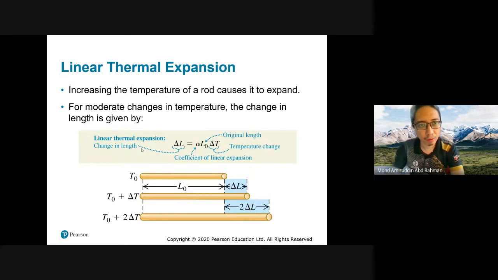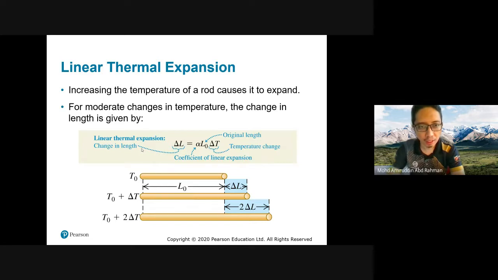Okay, so we look at the thermal expansion. Whenever you give heat to an object, of course there will be expansion. For example, we have a rod here. So a rod will expand. The expansion of the rod is given by delta L, which is the length change.